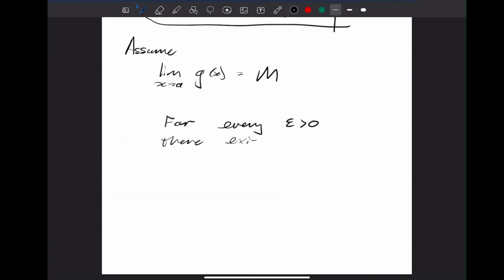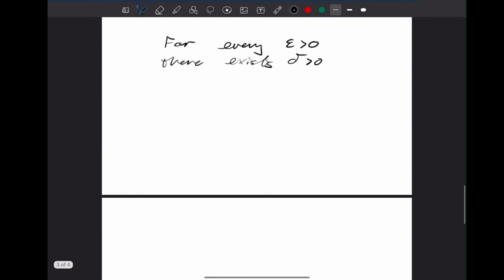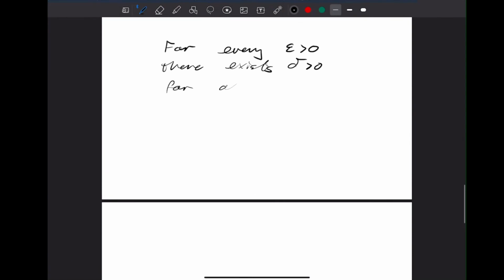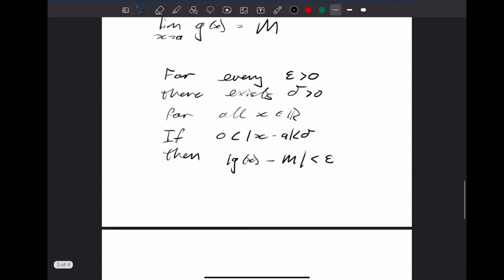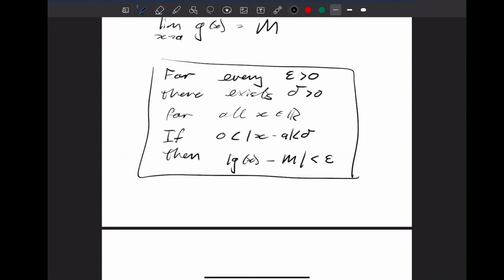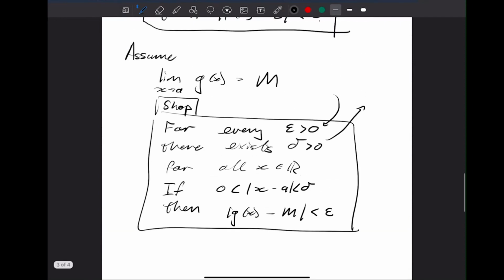there exists a delta greater than 0, so that for all x in the domain of the function, if x is within a delta distance of A, then g of x is within an epsilon distance of m. And again, this is an assumption, so this is a shop. If we pay with an epsilon, we can get a delta out.